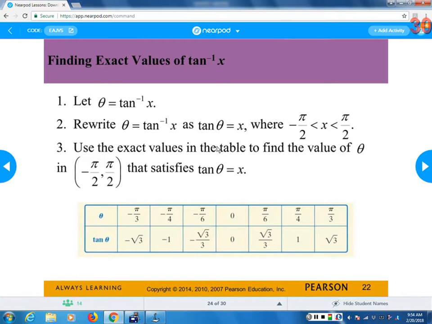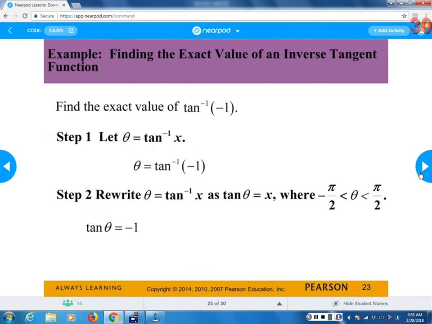All right, and these were the steps. There's a typo here on the slide. You have to make sure that theta, x is a number, theta is an angle. The angle has to be between minus pi over 2 and pi over 2.